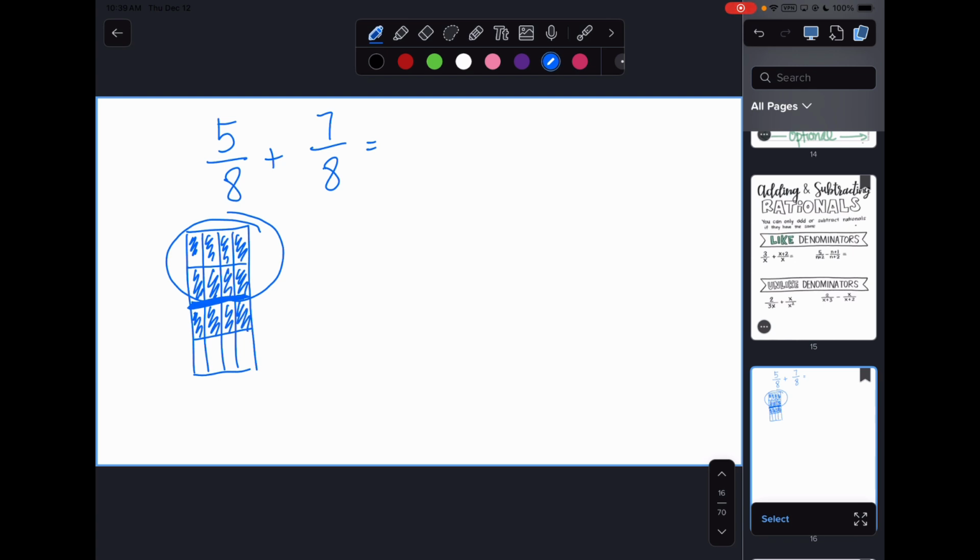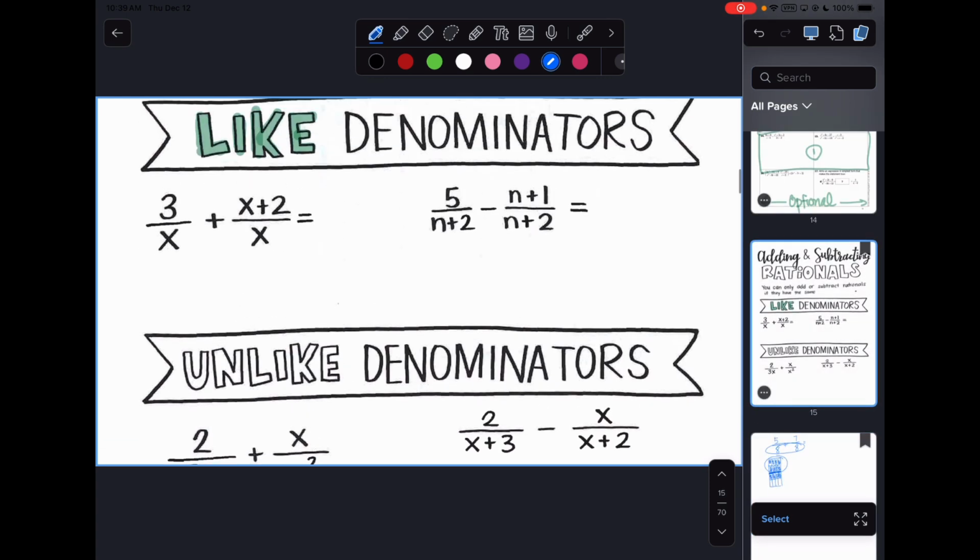But if we were to cut it into 8s, that's what it looks like, right? We have to have the same denominator because we need the sizes of each piece that we're adding to be the same. Same idea, we need to make sure that we have the same denominator for 3 over x plus x plus 2 over x. Do we have the same denominator there? Yes. You don't add the x's. You do not add the denominators, ever. So you should leave it as just x.